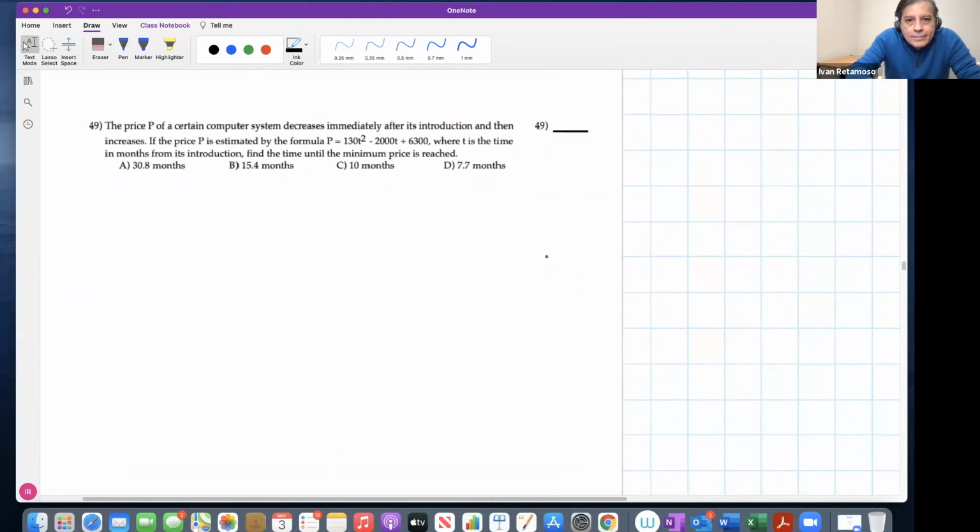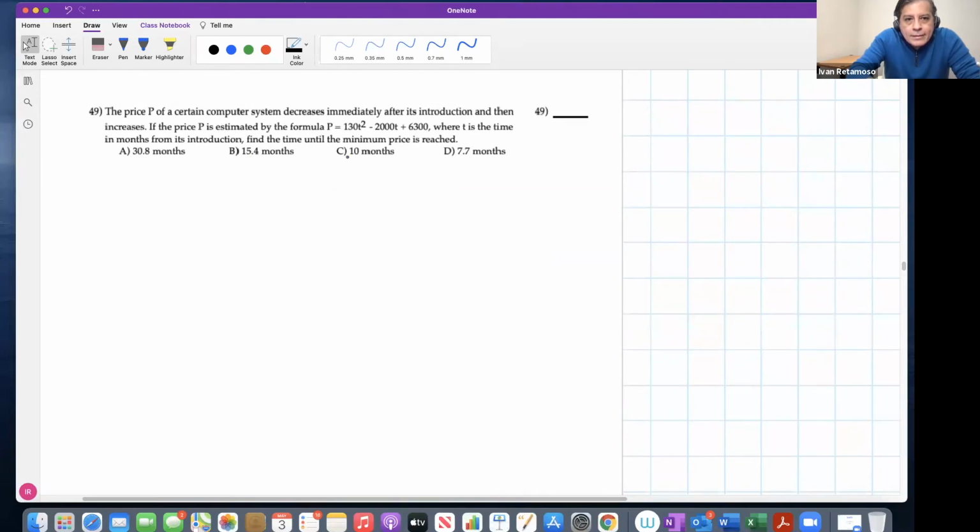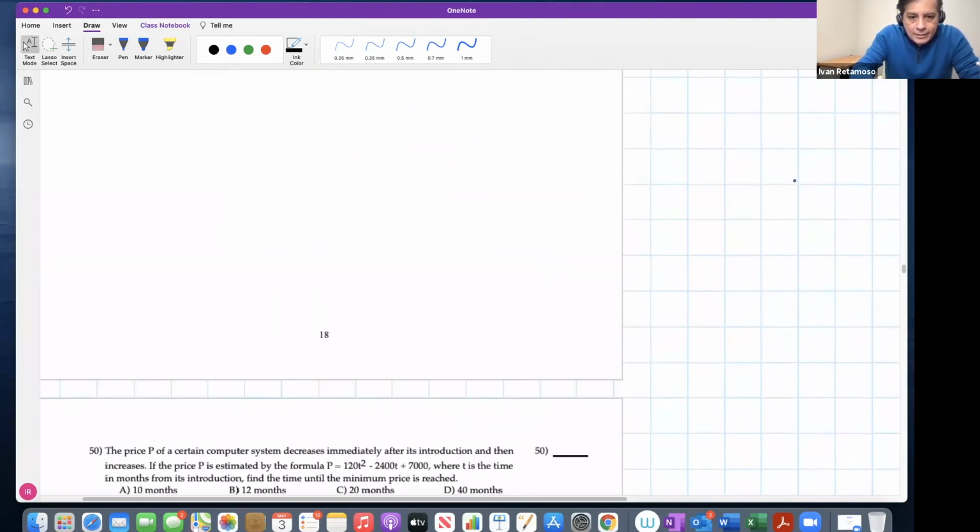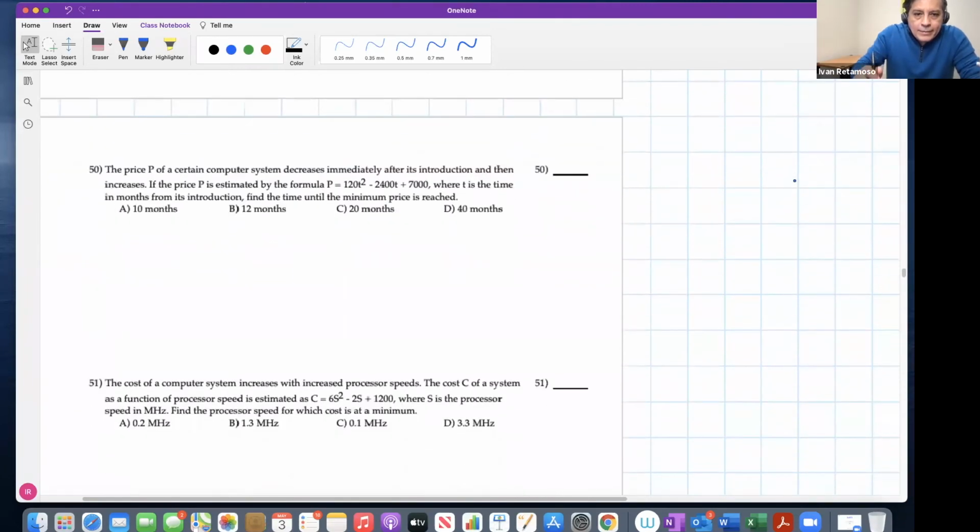I think we have done this also, right? They give you the price of a computer and they are asking you to minimize the price. So similar. I will write as a hint here how to solve it. Set P prime equal to 0 and solve for T, right? This one's similar. Let's look for other forms, similar.